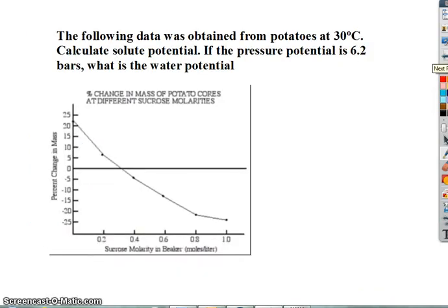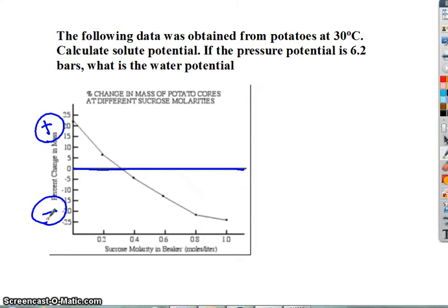Sometimes they'll ask you to make this graph from percent change data. So this is the graph where here is the 0 point. This represents bags that gained weight, or potatoes that gained weight, and this would be lost weight. So these are percent changes, positive and negative.